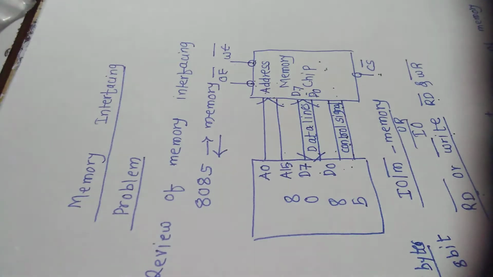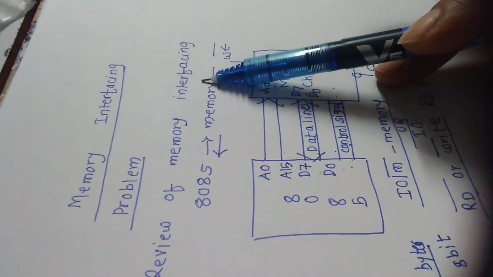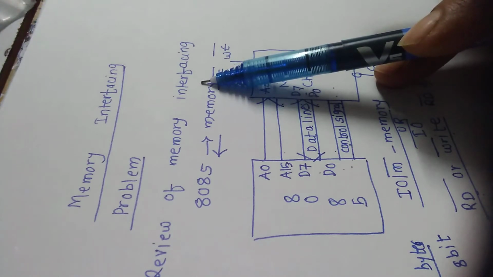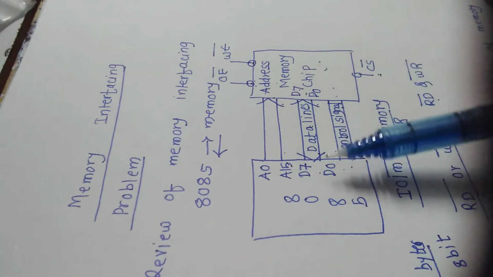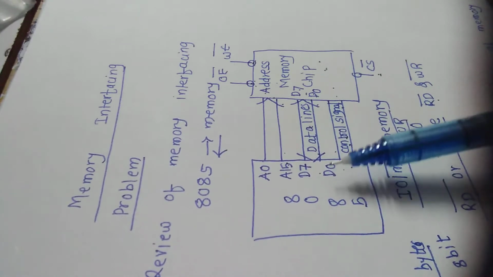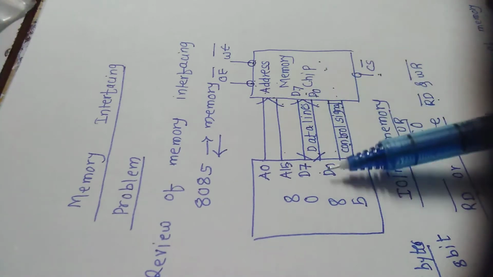Students, in the last class we had seen decoding techniques of memory interfacing, to solve the problem of memory interfacing. I am reviewing memory interfacing. When we interface a memory chip with 8085, data is transferred from 8085 to the memory and from memory to the 8085.